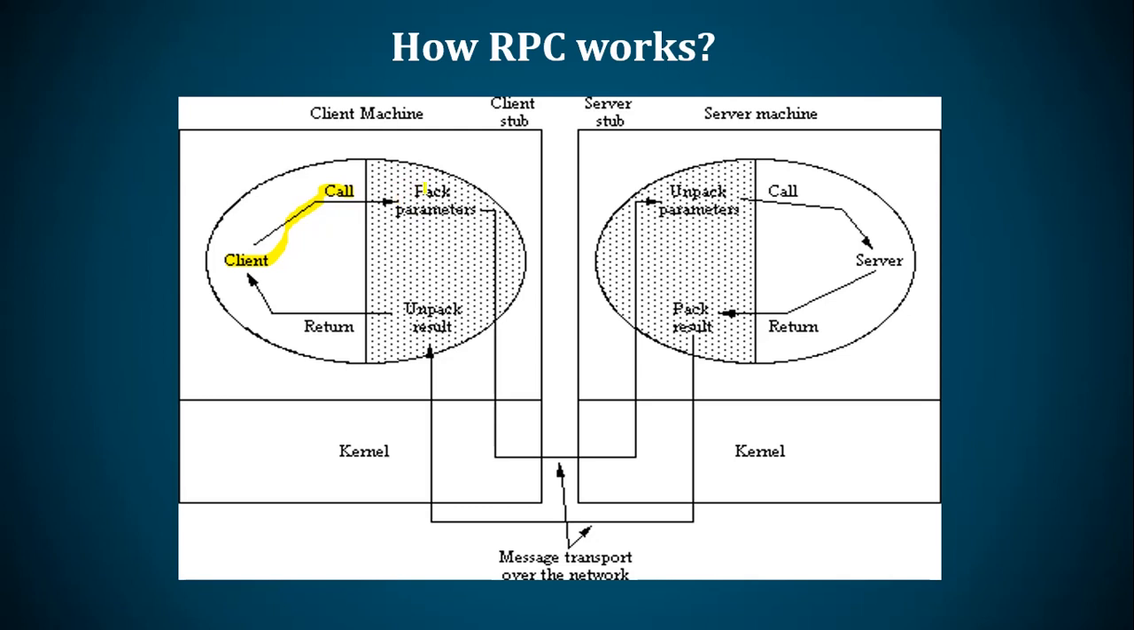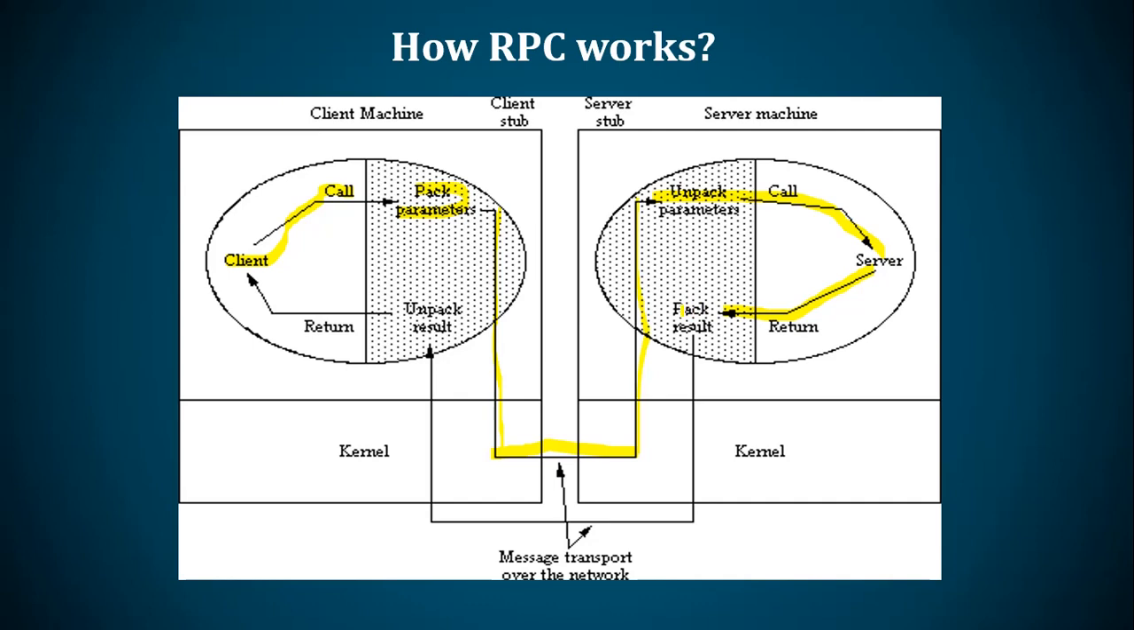Now, the client stub builds a message, packs all the parameters, and traps to the kernel. Now, the kernel sends the message to the remote kernel. Next, the remote kernel gives the message to the server stub. Now, the server stub unpacks the parameters and calls the appropriate server. Now, the server does the work and returns the result to the stub.